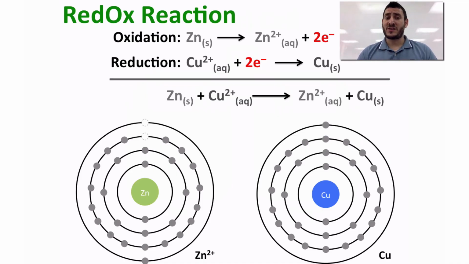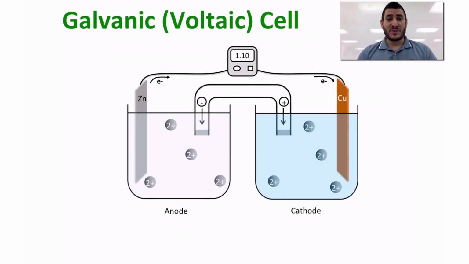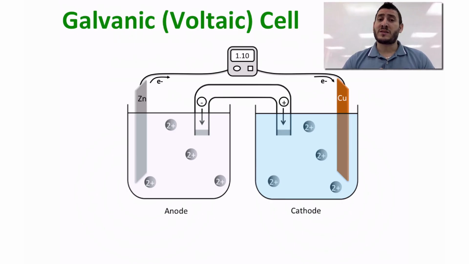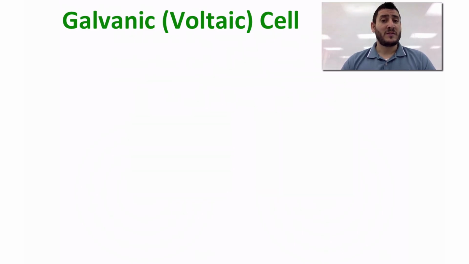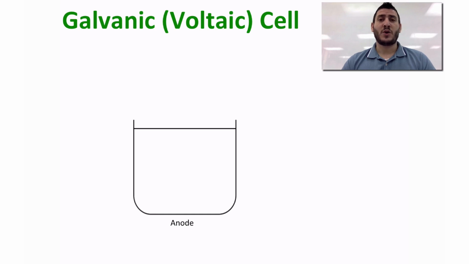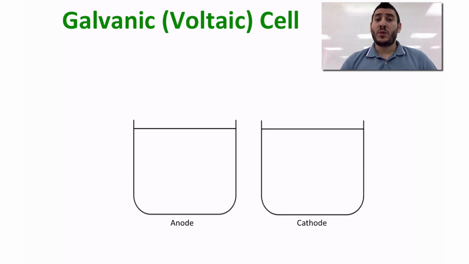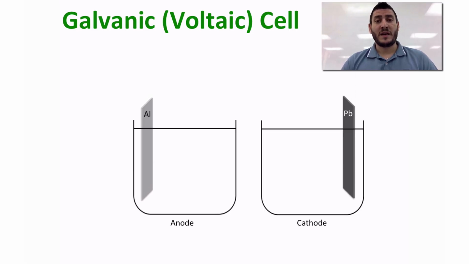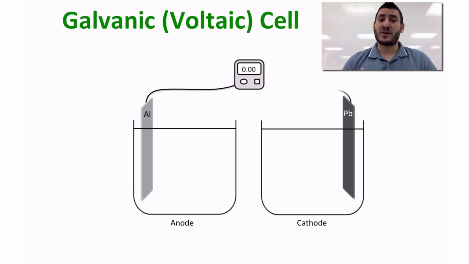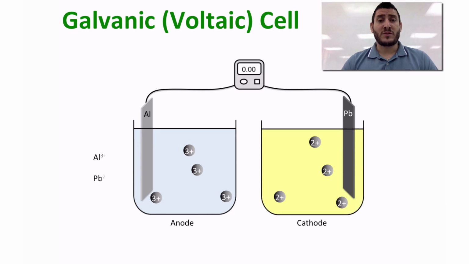And instead of having this transfer happening in one solution, we can split the reactants into two solutions, as is represented in the following galvanic, or what's sometimes called voltaic cell. Now the question is, how can we prepare a galvanic cell? To prepare a galvanic cell, you will need one compartment for the anode, another compartment for the cathode. We will use 2 electrodes, for example, 1 aluminum and 1 lead, and a voltmeter that's going to help us measure the cell potential. And we will fill each compartment with the corresponding solution, with aluminum and lead.